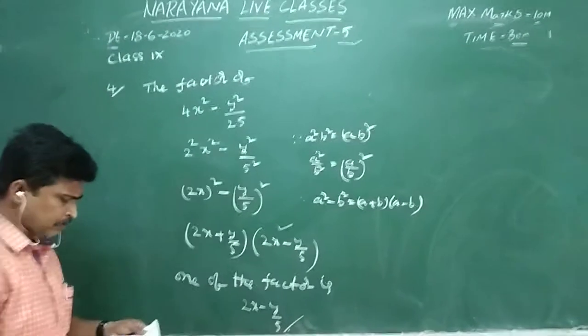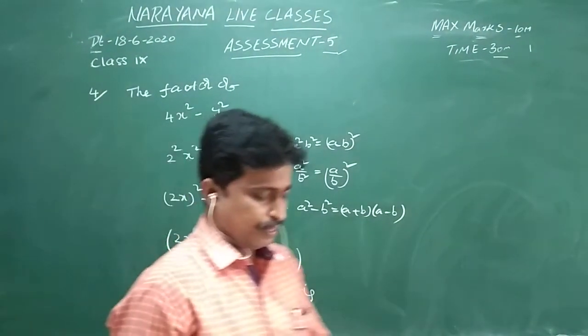2x minus y by 5. Okay, just observe, this is the easiest problem. Coming to question number 5.